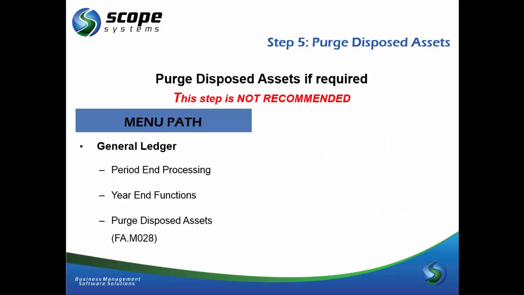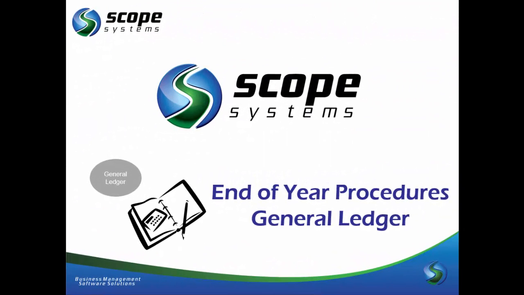Step 5. Purge disposed assets. Purge disposed assets if required. However, it must be stated this step is not recommended. The menu path will be general ledger, period end processing, year-end functions, and purging disposed assets. This is irreversible. This brings us to the end of year procedures for general ledger.